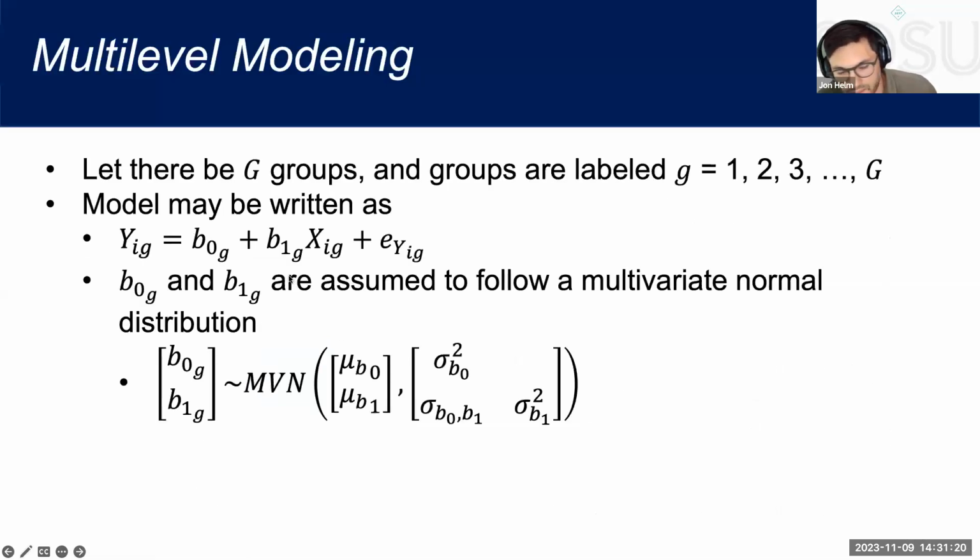Instead of doing that literally, although conceptually this is what it's doing, what we're going to do is assume that those intercepts and those slopes follow a multivariate normal distribution.